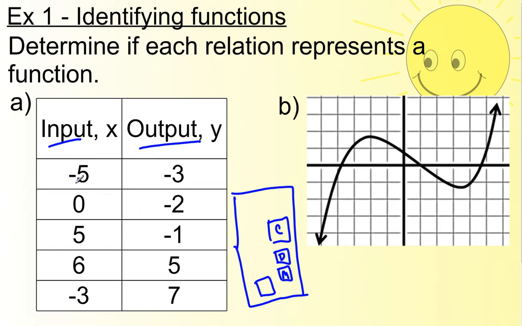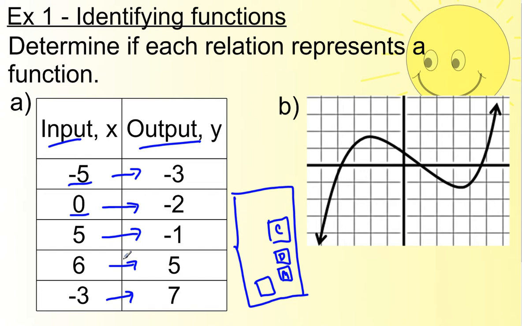Every time I plug in the number -5, I should get the exact same answer, -3. So I look through. I don't have any other -5s. All right, that's fine. So this machine only has one button for -5, only has one input of -5, and it's always giving me the exact same output. So look at 0. Every time you put a 0 into the function, it should give you -2. And it does. Every time you put a 5 into the function, it gives you -1. It works. 6 gives you 5.